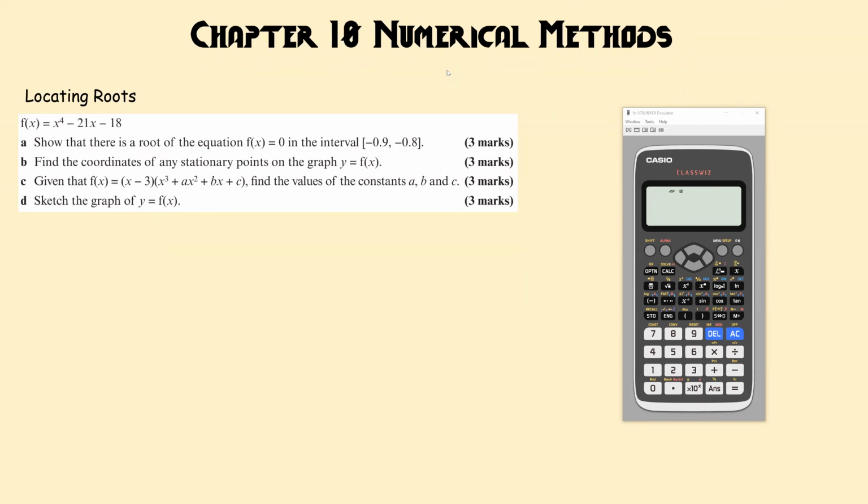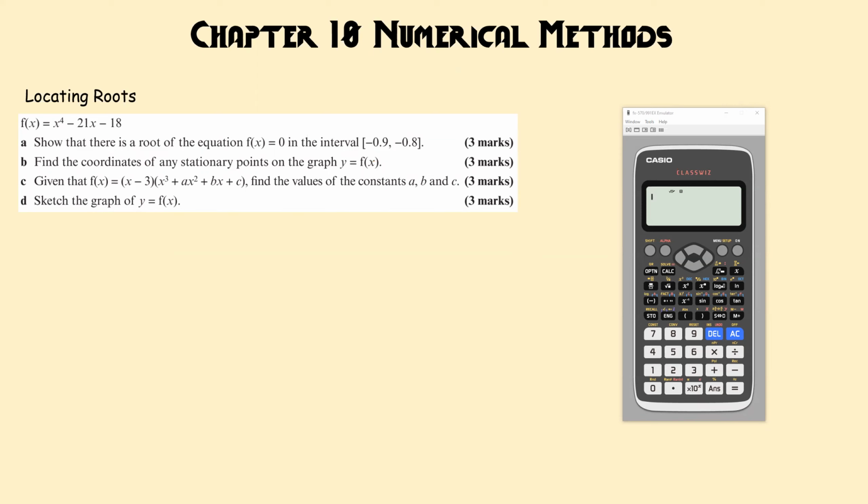So as requested, I'm just going to do a quick few examples for each of the sections of chapter 10, which is numerical methods. So the first one is locating roots. This comes from the textbook and it's a 12-mark question that we'll just go through bit by bit.